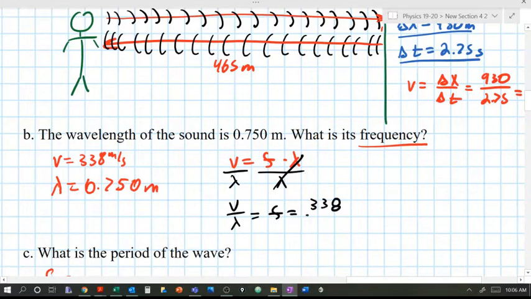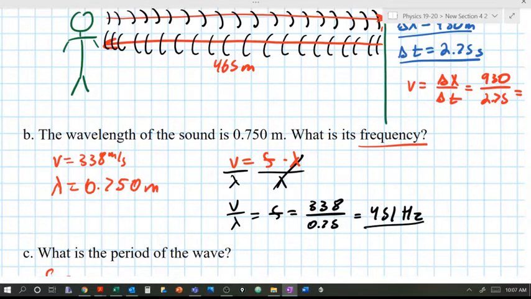338 over 0.75. That's going to give us, let's see, I don't know where I'm getting these numbers. 338 over 0.75, and that's going to give us 451 hertz. So that's the frequency of that person's voice. It's close to an A note. Their voice is close to an A note.